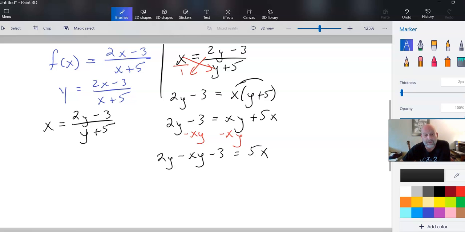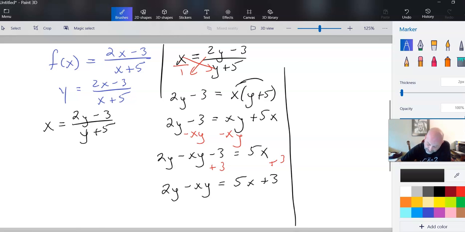Okay, now the 3 is the odd man out. I have a y as a common factor here. In fact, that's where I'm going to be able to get a y by itself. I want to put everything that doesn't have a y back on the other side. So we'll do this. So that gives me 2y minus xy is equal to 5x plus 3. Now, I'm going to write the next step up top here, just so we can see it, because this is where the magic happens.